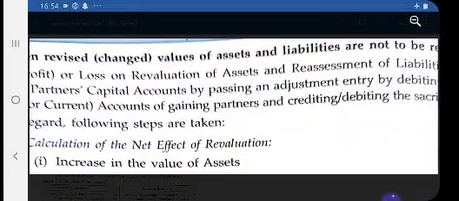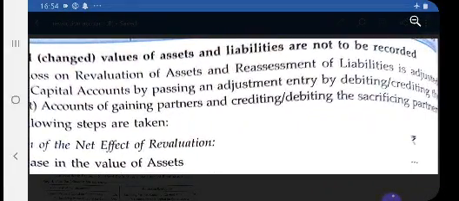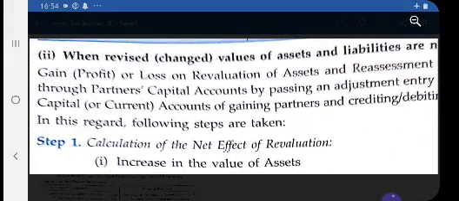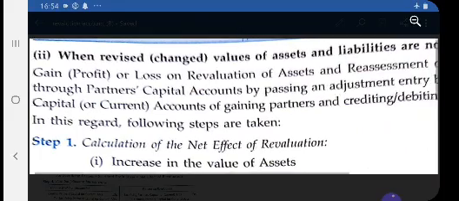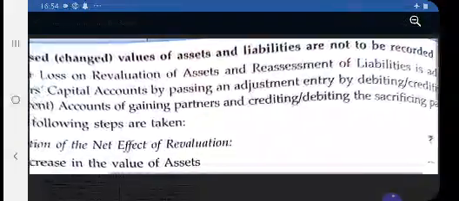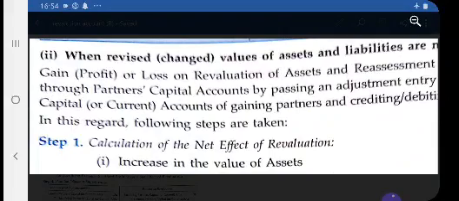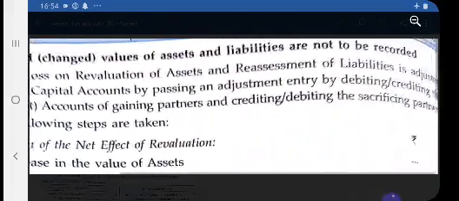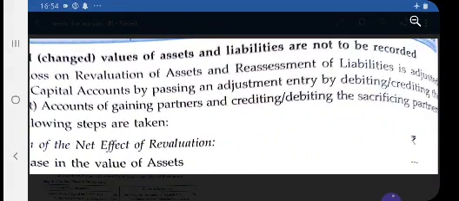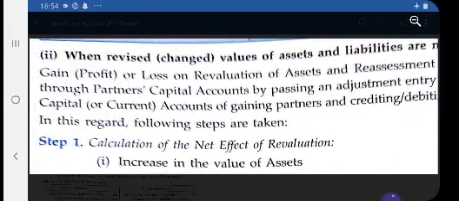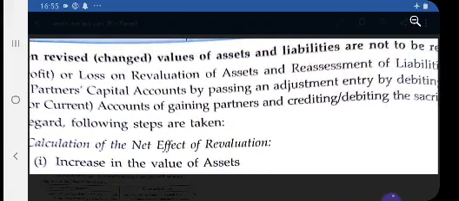This is the case, as I already mentioned, where revised value of assets and liabilities are not to be recorded. Means the partners decided not to show the effect of changes in the value of assets and the liabilities. Then what is the procedure? Gain or loss on revaluation of assets and reassessment of liability is adjusted through partners' capital account by passing an adjustment entry, as we have already discussed in case of goodwill and reserves, debiting the gaining partner and crediting the sacrificing partner. Whether the current account or capital account is involved depends upon whether fixed capital is given.